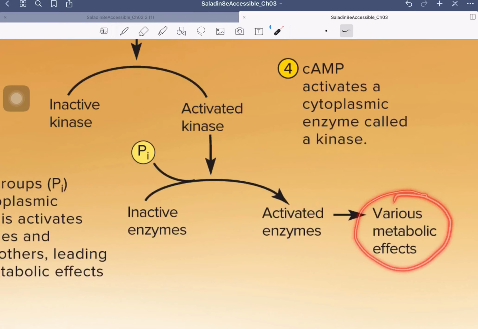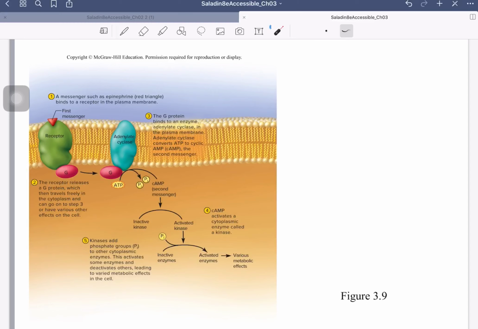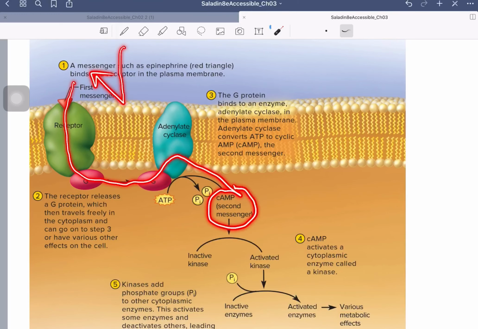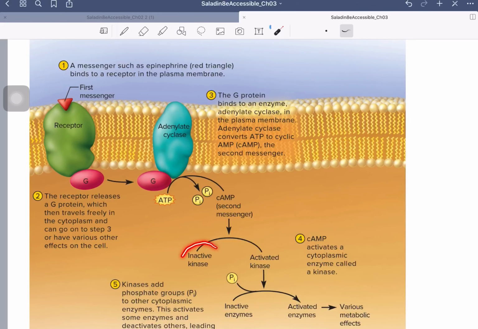So the second messenger system is a way for messages that cannot directly enter the cell to indirectly send their message in and create a second messenger. Its job is to take an inactive kinase and activate it, and this activated kinase, as kinases do, phosphorylates an inactive enzyme. I now have an activated enzyme, and then I've turned on a metabolic pathway.